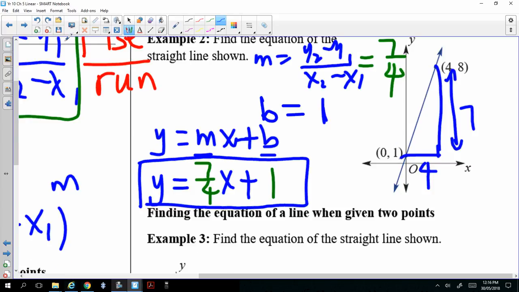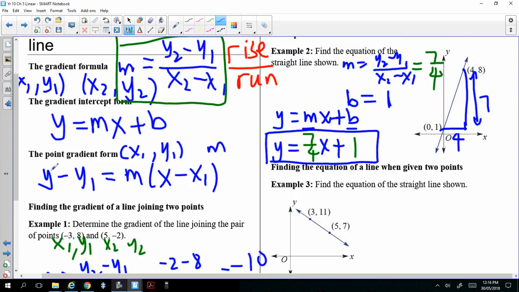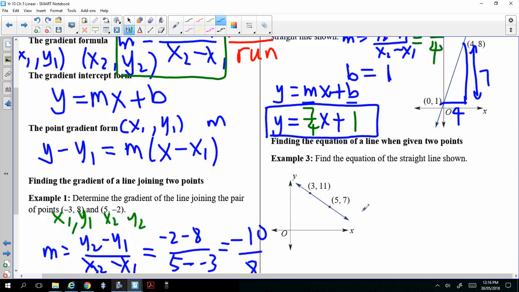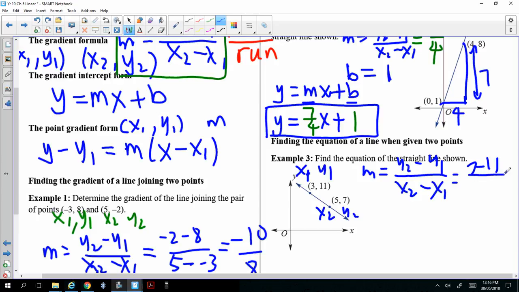Okay, let's use that formula to find the equation of this line. But first we have to find the gradient. So using the formula m equal to y2 minus y1 over x2 minus x1, I'm going to call this x1, y1, and this x2, y2. Using this formula, you do 7 minus 11 over 5 minus 3. So the answer will be negative 4 over 2, which is equal to negative 2. Okay, that's your gradient. As you know, that is going downward, so it must be negative. When the line is going upward, the gradient is positive.